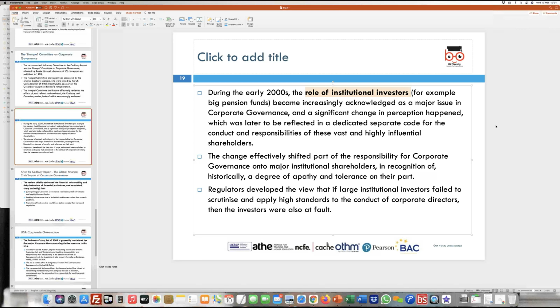Now, one such recommendation made by the Hampel report was that in the UK, you see a lot of large public sector enterprises, and they have a gaping hole in terms of pension. So when you look at the NHS, there's a deficit on pensions, and this deficit is increasing month on month, year on year.